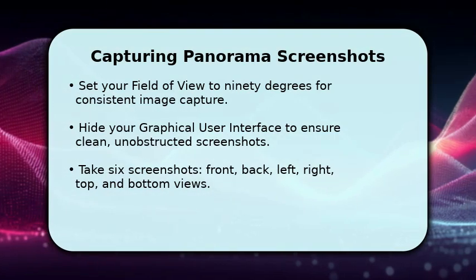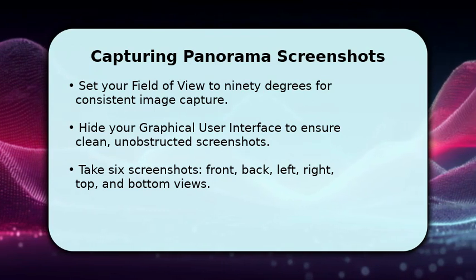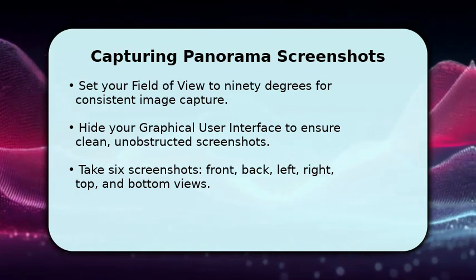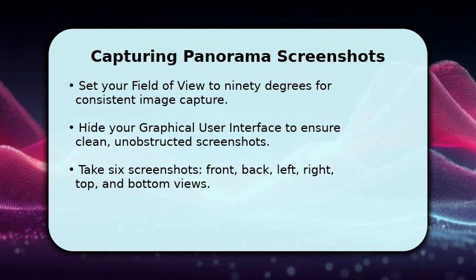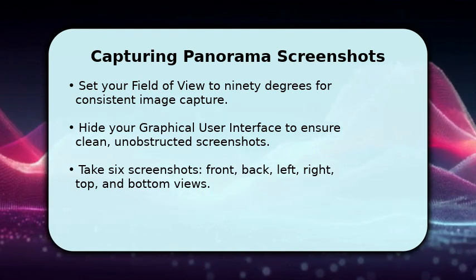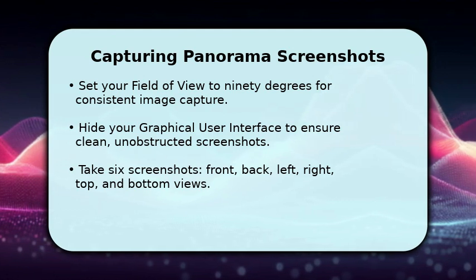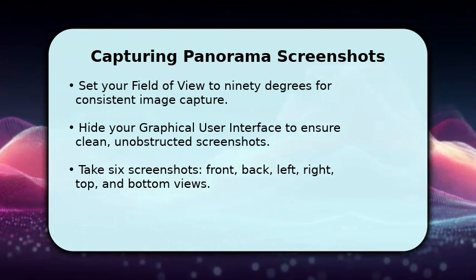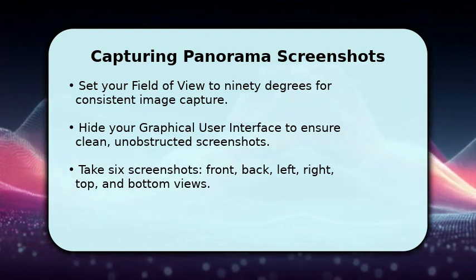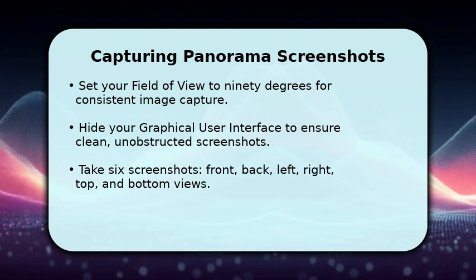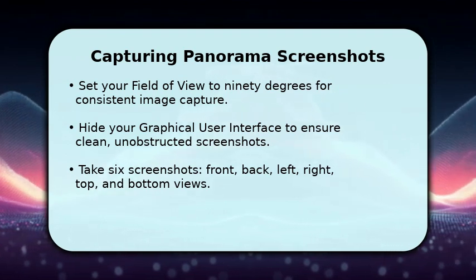To begin, launch Minecraft and find a suitable location for your panorama. First, set your field of view to 90 degrees in the video settings. Next, hide your graphical user interface by pressing F1 to ensure no elements obstruct your view. From a fixed central point, take 6 precise screenshots: one facing forward, one backward, one to the left, one to the right, one looking straight up, and finally, one looking straight down.